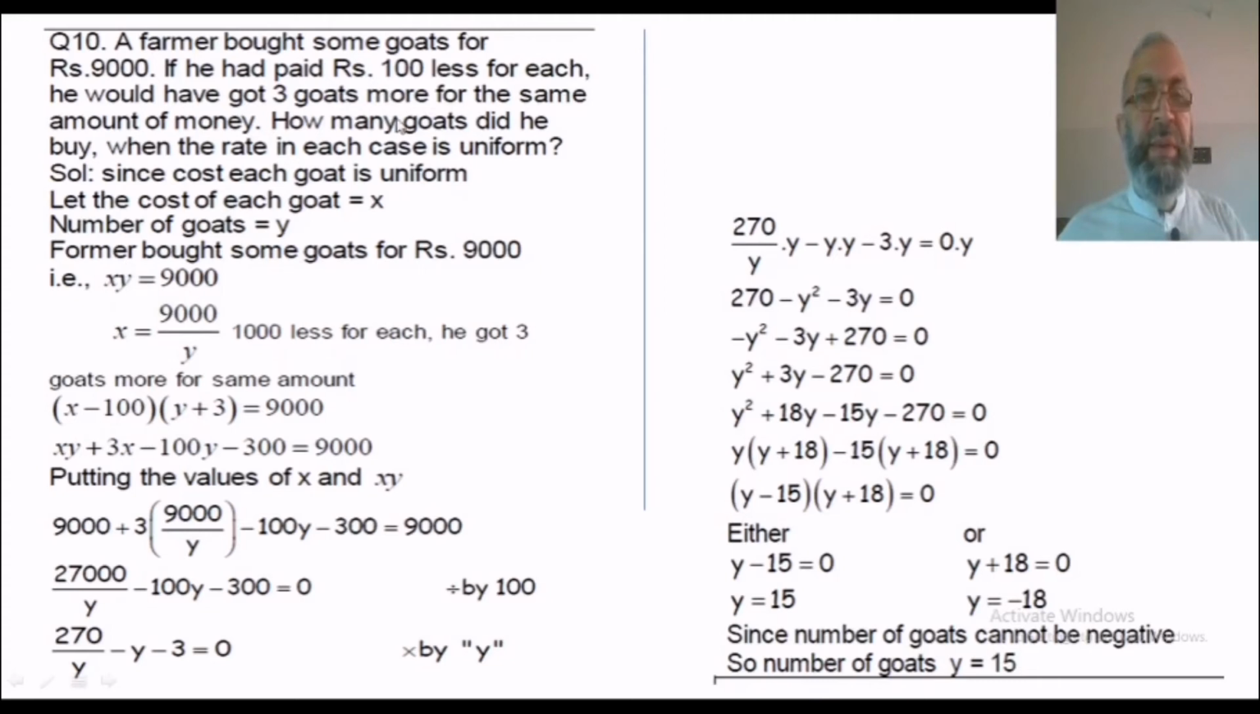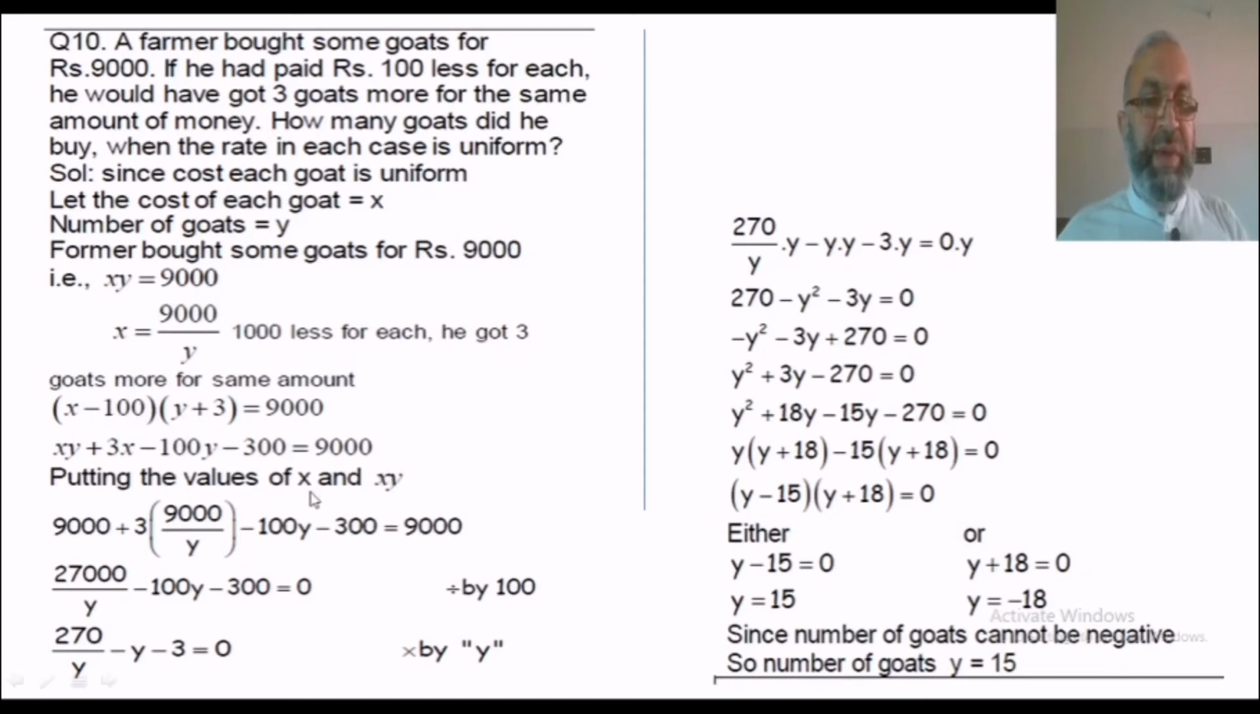Multiplied by, similarly, he would have got 3 goats more for the same amount. If the number of goats is y, 3 more means y plus 3. The same amount means 9000 is equal to 9000. We have the second condition. Simplifying this condition by multiplying these two factors, we get xy plus 3x minus 100y minus 300 is equal to 9000.